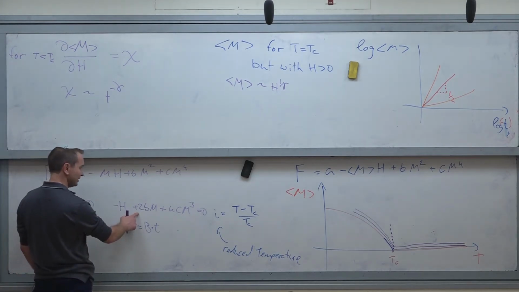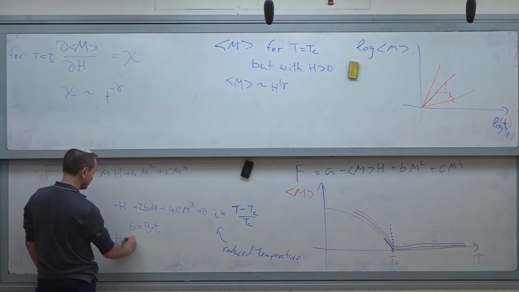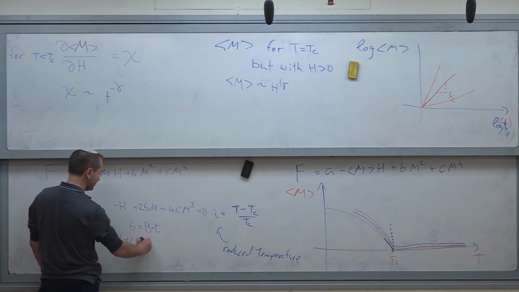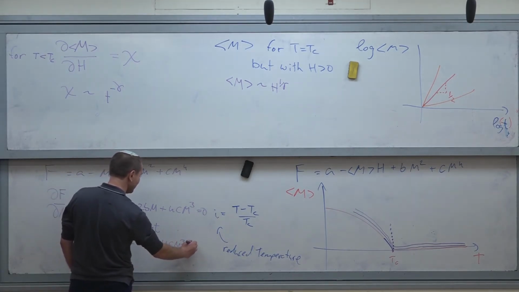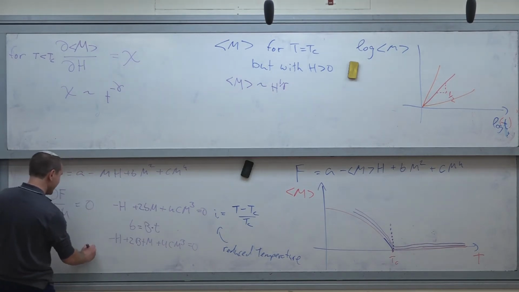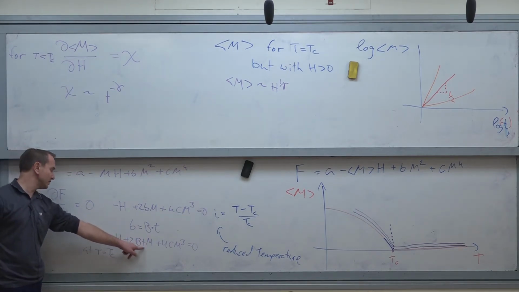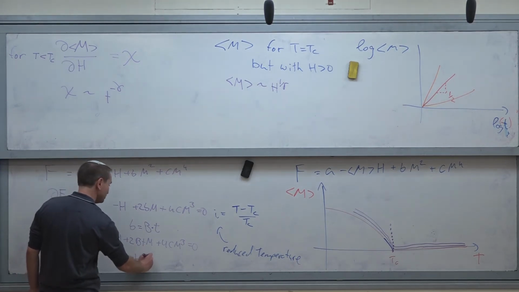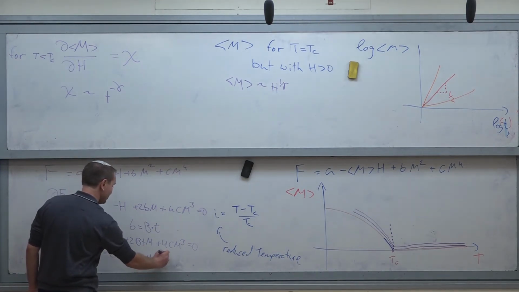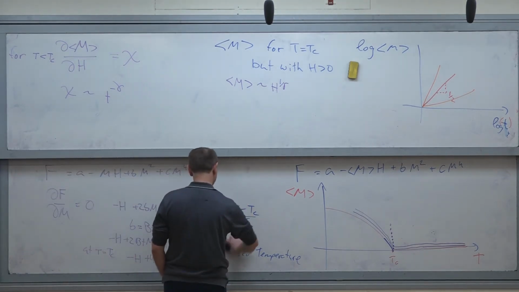So what we have over here, in the vicinity of the reduced temperature, is minus H plus 2BTm plus 4Cm to the third, all of this equals 0, exactly at T equals Tc. What is small b, or what is T? It's simply 0. So we have minus H plus 4Cm to the third equals 0.